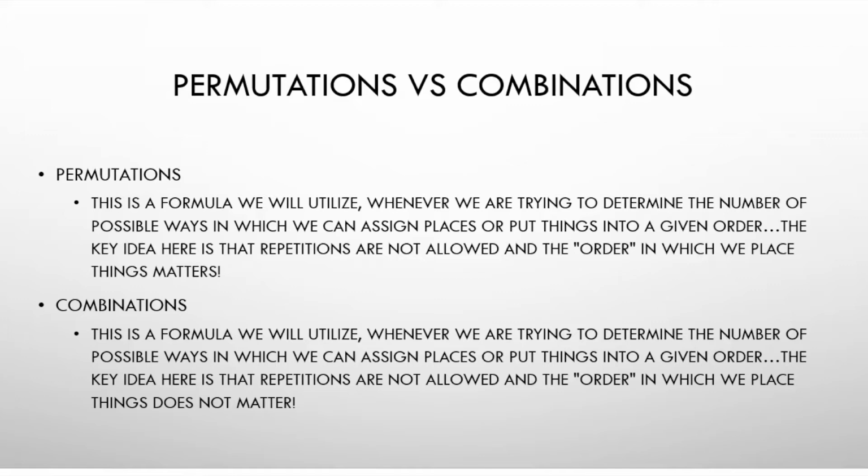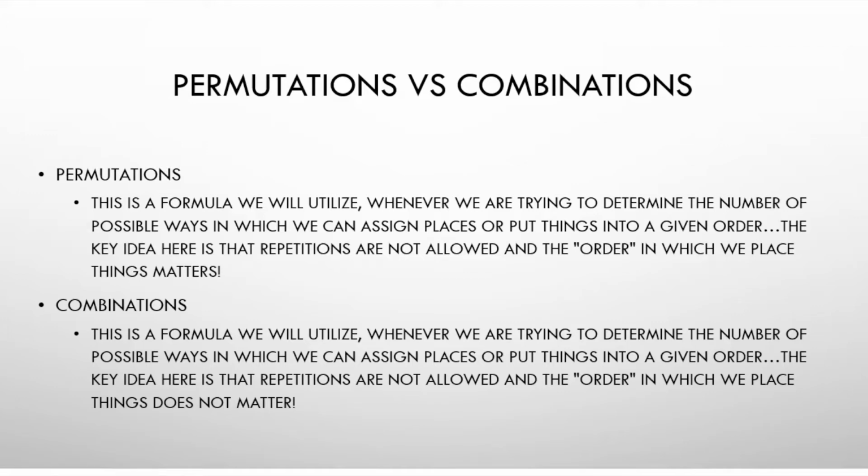So permutations. This is a formula we'll utilize whether we are trying to determine the number of possible ways in which we can assign places or put things into a given order. You'll notice that both of those things are the exact same part for each of these. So whether it's a permutation or combination, it's about assigning order, it's about putting things in place, it's about picking things, determining how many ways you can do it.